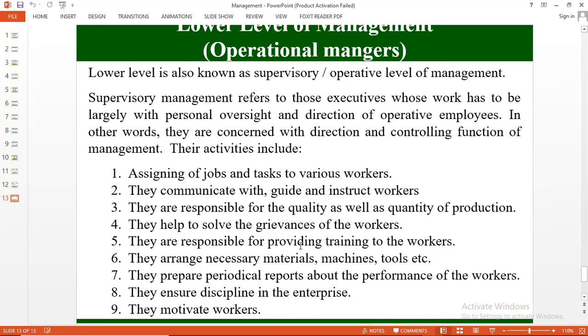They are responsible for providing training to the workers, co-workers, and laymen laborers. They arrange necessary material, machines, tools, etc. They prepare periodical reports about the performance of the workers. They ensure discipline in the enterprise. And in the last, they motivate workers to fulfill their tasks and make sure their duties and actions are carried out so that the planned, targeted common goals and achievements are fulfilled as per the plan.